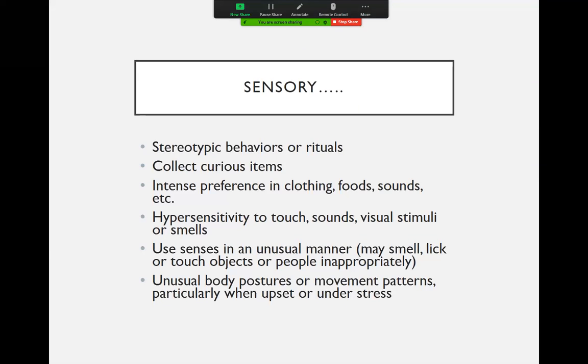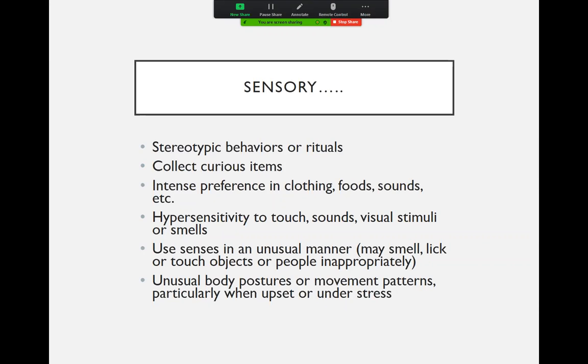These children may also use senses in an unusual manner. We'll see lots of smelling inappropriately, lots of licking things or putting things in their mouth. And I'll even see kids who'll do a visual stim out of the corner of their eye. The family will say, I don't know what he's doing. But he's looking at everything right out of the corner of his eye as a visual stim.